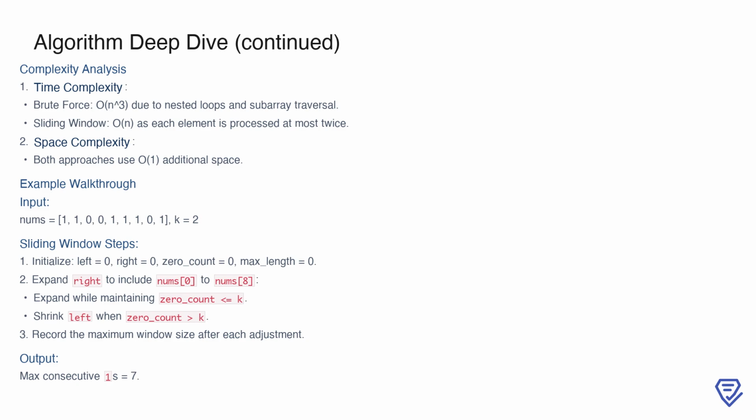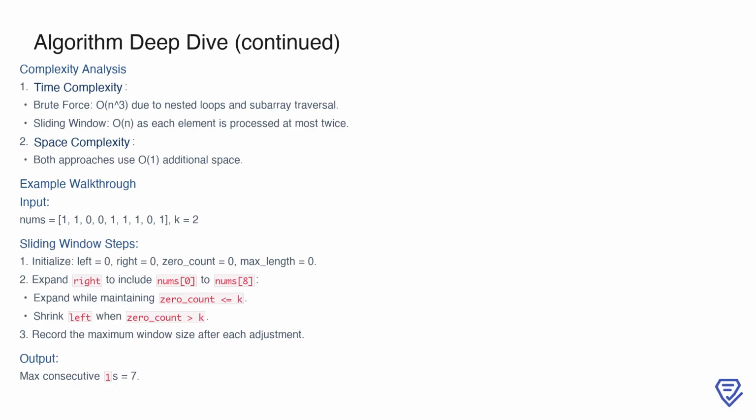Analyzing the complexity of our approaches, the brute force method has a time complexity of O(n^3). This is due to the nested loops iterating over all subarrays and the additional traversal to count 0s. In contrast, the sliding window technique achieves a time complexity of O(n), because each element is processed at most twice, once when expanding the window and once when shrinking it. Both approaches use O(1) additional space, as they do not require any extra data structures beyond simple variables.